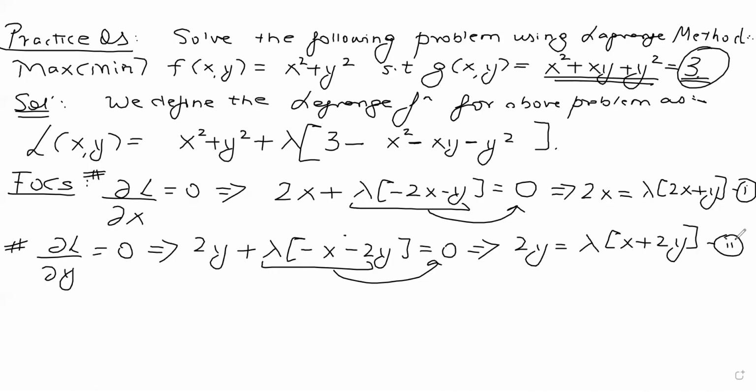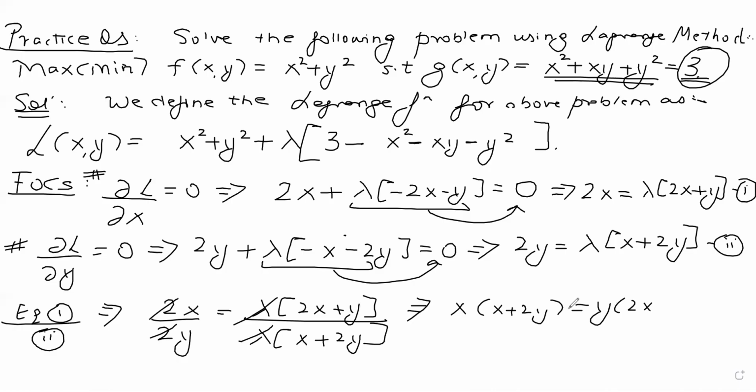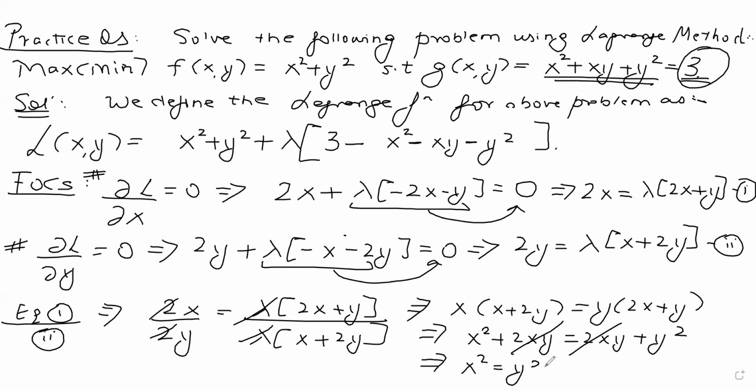Okay, so now we can divide equation 1 by equation 2. Equation 1 by equation 2 implies 2x by 2y equals lambda times 2x plus y upon lambda times x plus 2y. 2 cancels, lambda lambda cancels. I can cross multiply: x times x plus 2y equals y times 2x plus y, which implies x square plus 2xy is equal to 2xy plus y square. We get x square equal to y square.